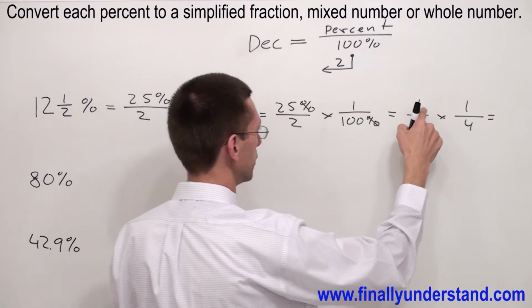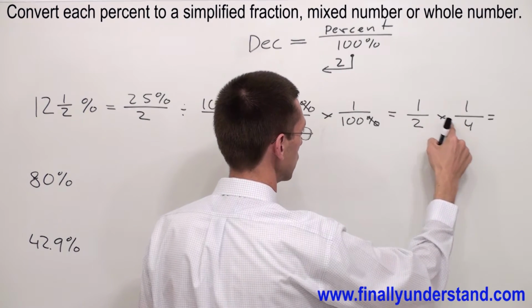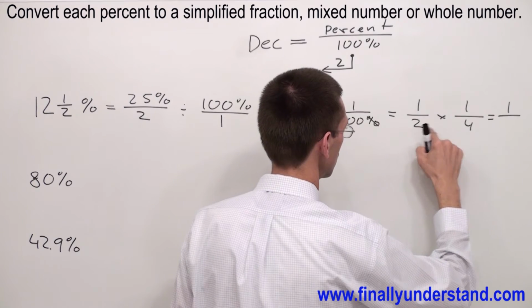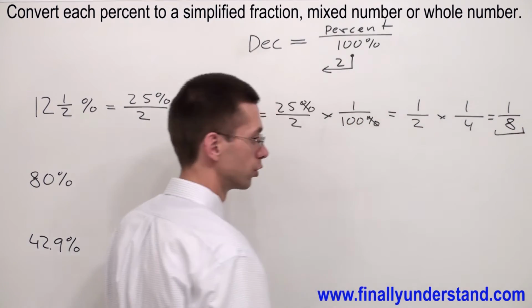Now we can perform the multiplication. Multiply numerator by numerator, denominator by denominator. 1 times 1 gives me 1, and 2 times 4 gives me 8. This is the solution to my problem.